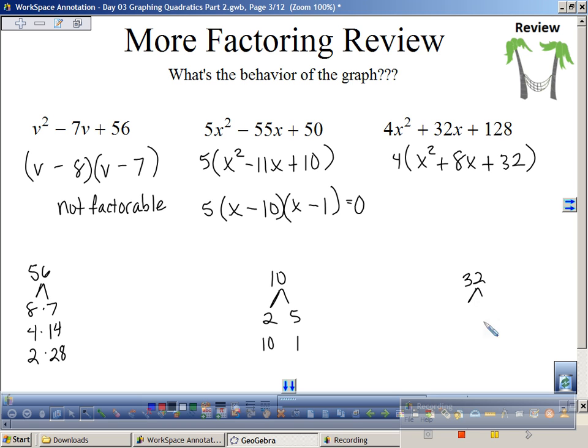What are the factors of 32? This is plus and plus, so what am I going to have? What are my signs going to be? No, what are these signs going to be? Plus and plus, right? So I've got a plus and a plus. It's got to be plus.